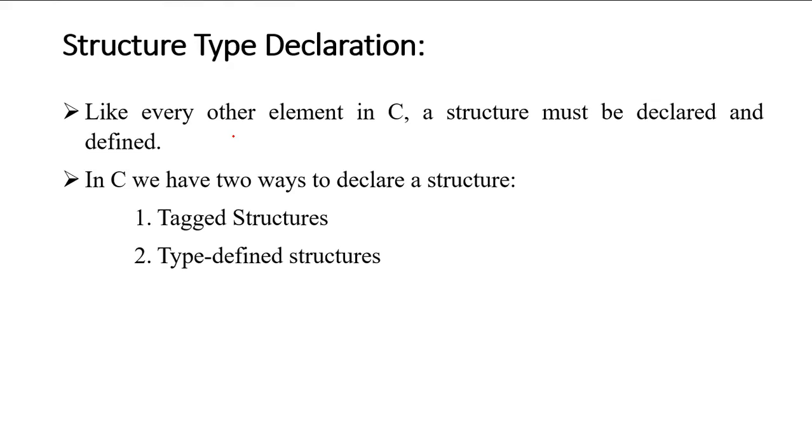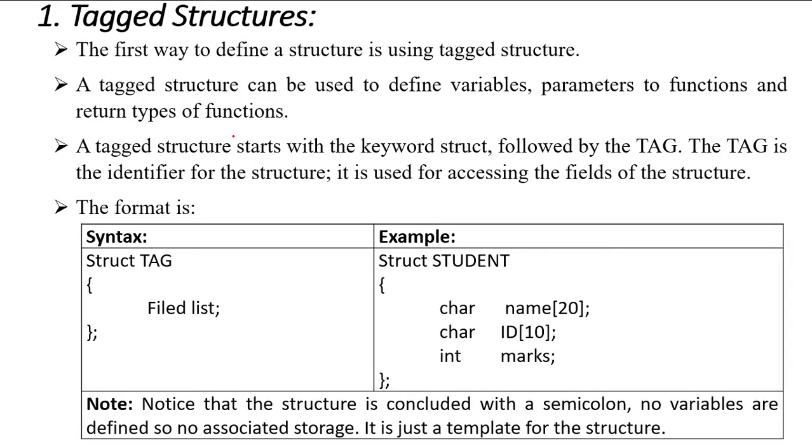A tagged structure, how we can do the declaration, that I have shown over here. We use the keyword struct followed by the tag. This tag is nothing but your structure name. In place of the tag, you have to place your structure name, and all the fields, whatever you want to take inside the structure, must come between these two curly brackets, the opening curly bracket and the closing curly bracket. Between these two curly brackets only, you have to put all the fields. Clear? So this is the syntax for using a tagged structure, and here I have given the example.